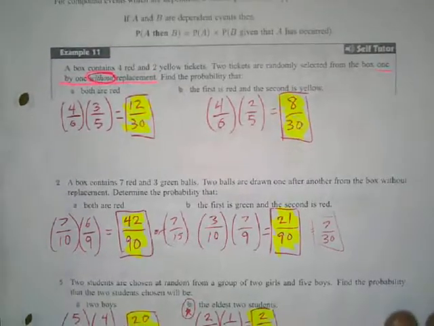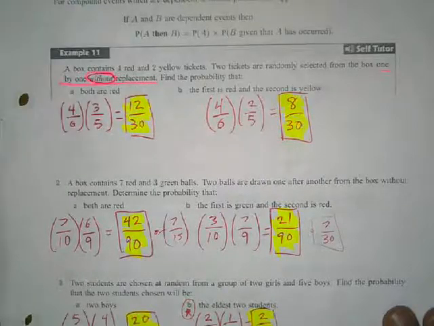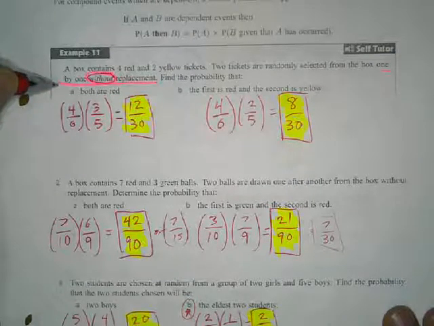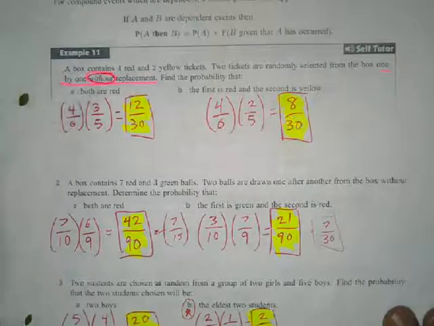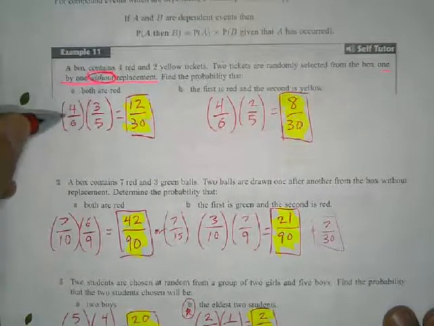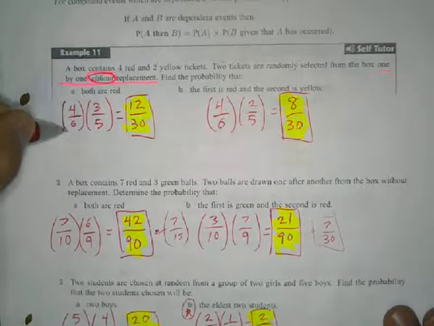We have a box that contains 4 red tickets and 2 yellow tickets. 2 tickets are chosen at random and without replacement. What's the probability that both tickets are red? 4 red tickets out of 6 tickets, so we have a 4 out of 6 chance that the first ticket is red.